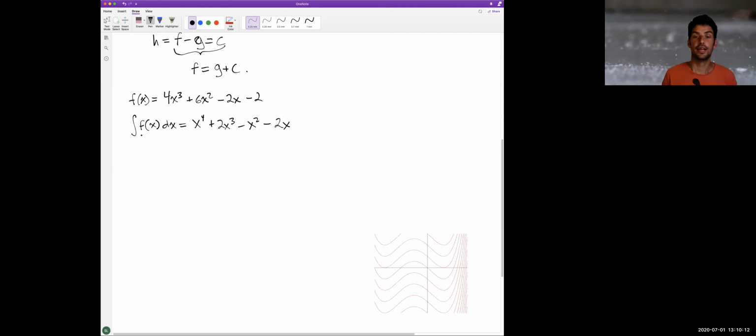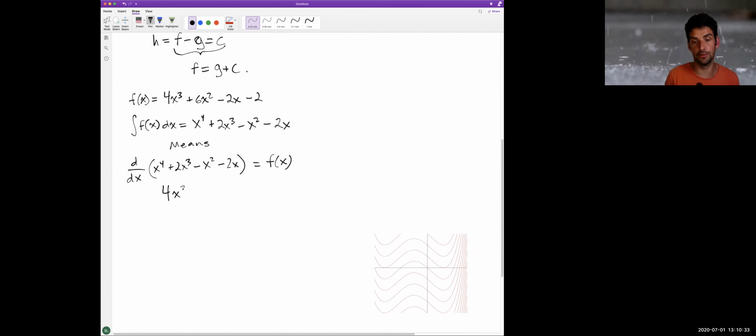Okay. So what I'm saying here is, remember, the derivative of the right-hand side, x to the fourth plus 2x cubed minus x squared minus 2x, is equal to f of x. And indeed, if you take the derivative on the left-hand side, you get 4x cubed plus 6x squared minus 2x minus 2, which is equal to f of x as defined above. Okay, so without knowing where I got it from, I found an antiderivative.